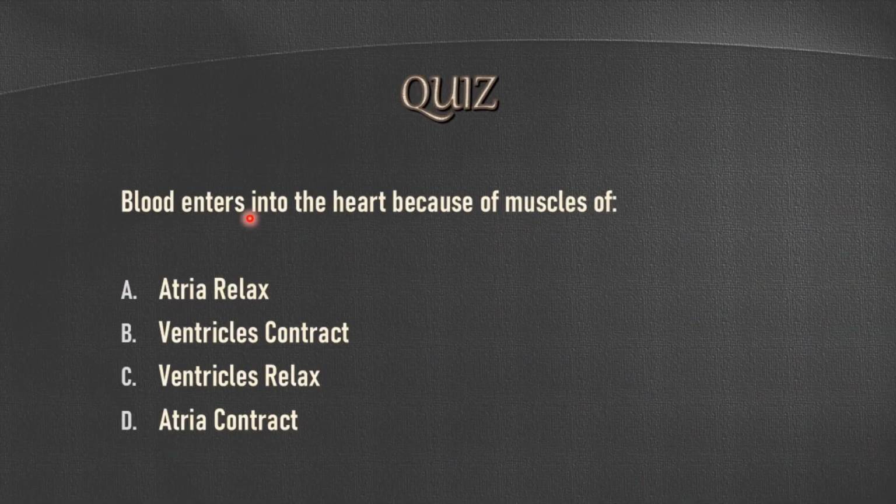Quiz. Blood enters into the heart because of which of the following: atrial relaxation, ventricular contraction, ventricular relaxation, or atrial contraction? At which stage does the blood enter into the heart?